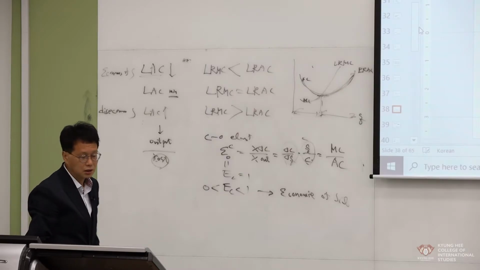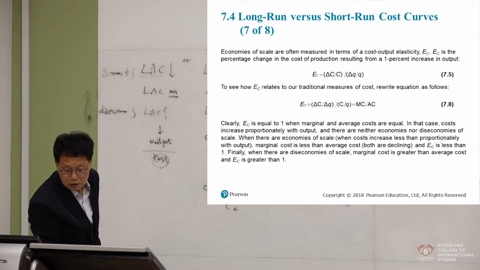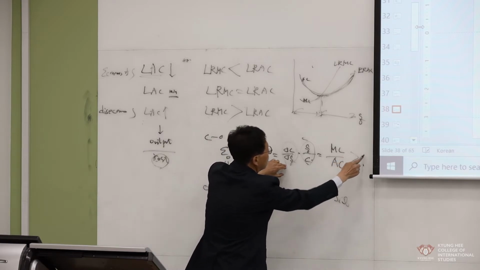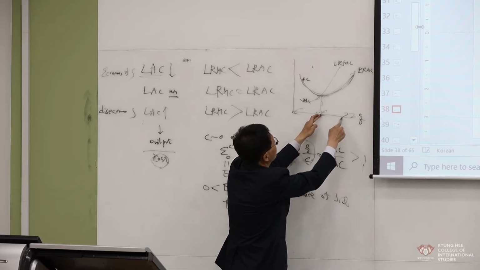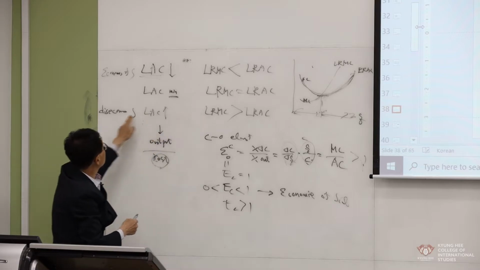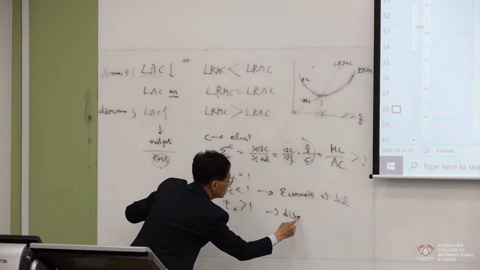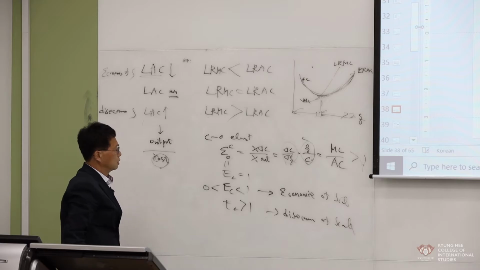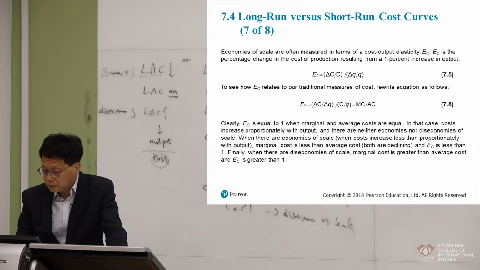And the other case is EC greater than 1. That means this is higher than 1. That means marginal cost higher than average cost. Marginal cost is higher than average cost. That is diseconomies of scale. Can you understand? That is explained here.